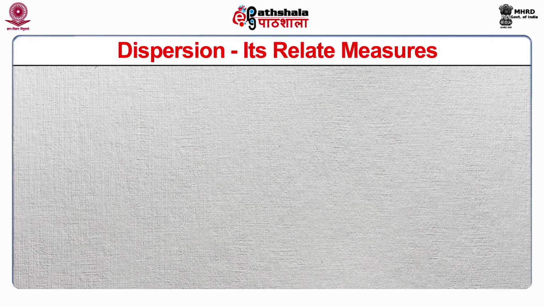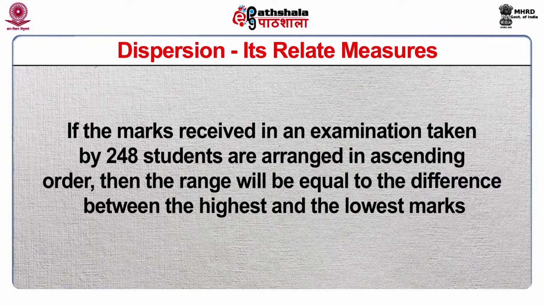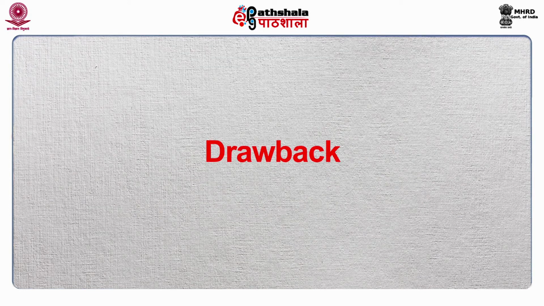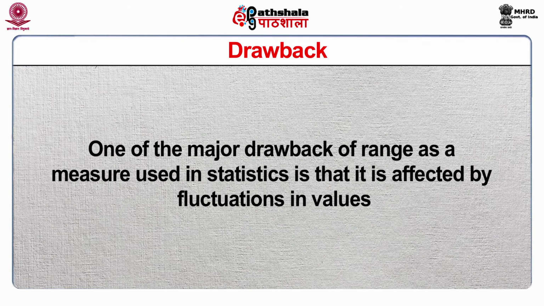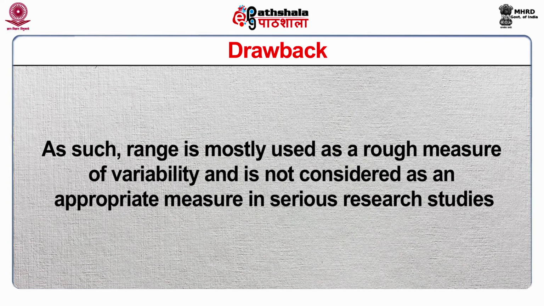For example, if the marks received in an examination taken by 248 students of a particular class are arranged in ascending order, then the range will be equal to the difference between the highest and the lowest marks. One of the major drawbacks of range as a measure used in statistics is that it is affected by fluctuations in values. As such, range is mostly used as a rough measure of variability and is not considered as an appropriate measure in serious research studies.